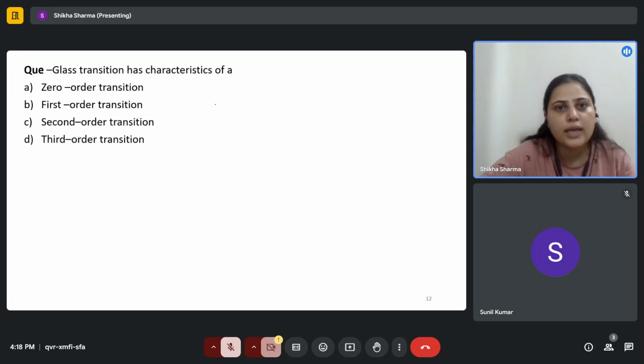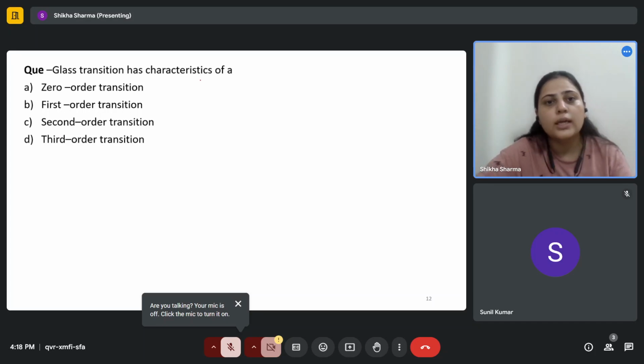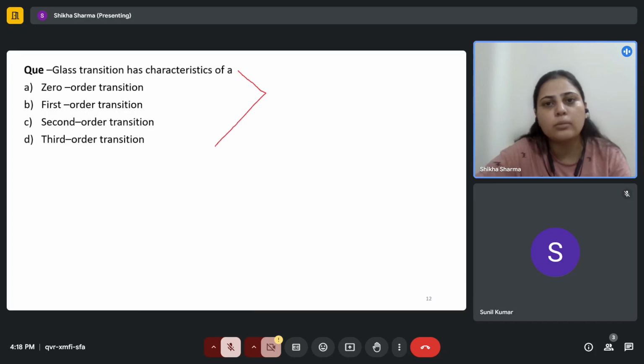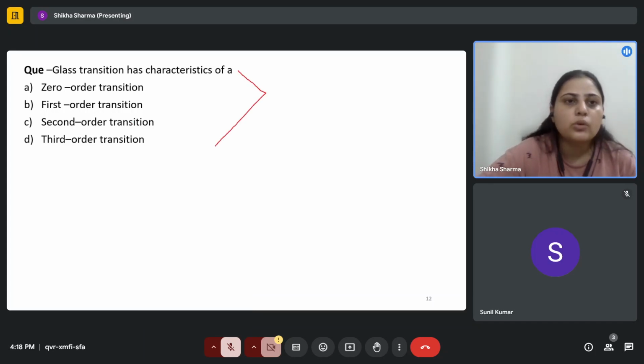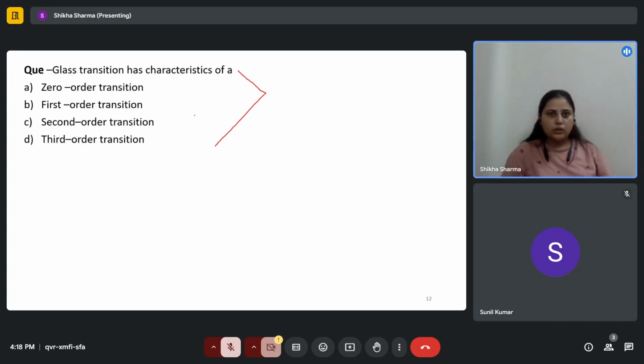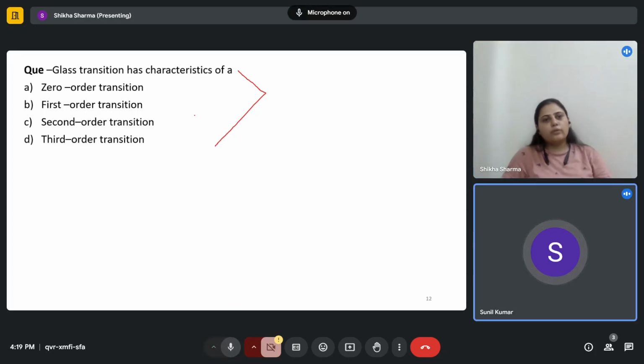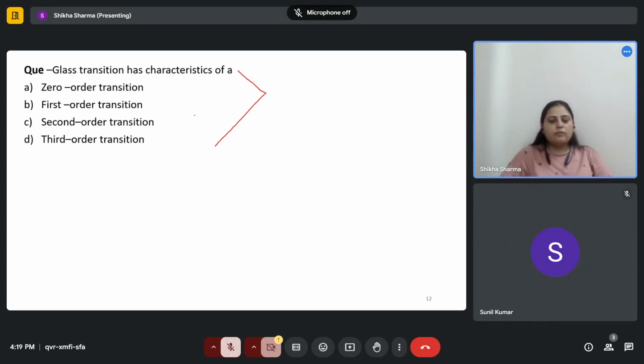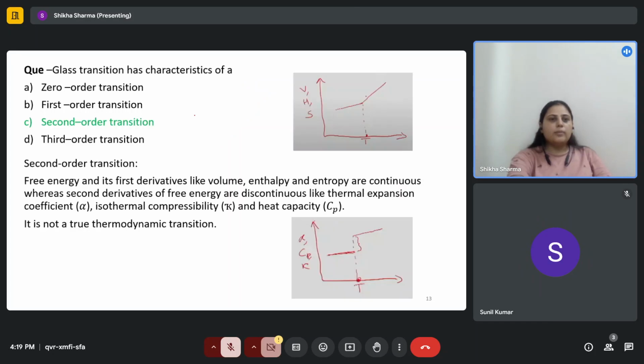Glass transition has the characteristics of a zero order transition, first order transition, second order transition, or third order transition. So it is also a question of thermodynamic transition, right? The Tg, the glass transition temperature, is it a first order, zero order, second order, or third order transition, where the polymer goes from the glassy to the rubbery state? First order, you are saying. But the answer is second order transition.